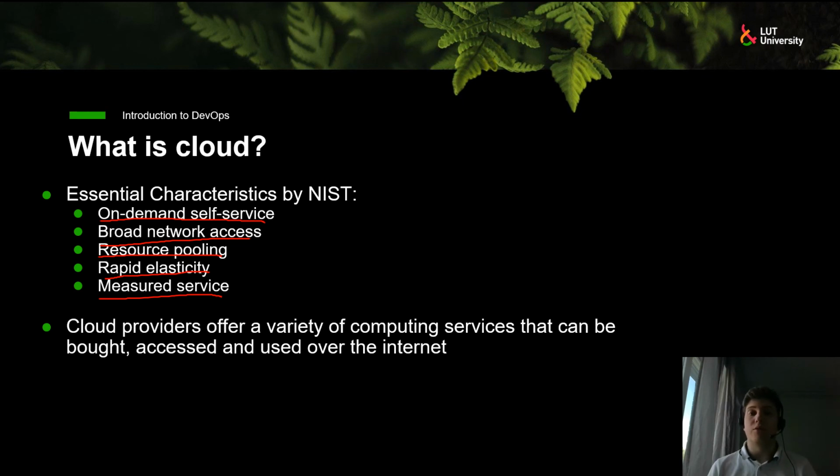Rapid elasticity means that it is really efficient to scale the cloud resource up or down. This means that, for example, if you buy a virtual machine server, you can really quickly increase its processing power or increase its RAM memory or decrease it. It can be done by a couple clicks of a button in the web interface of the cloud provider.